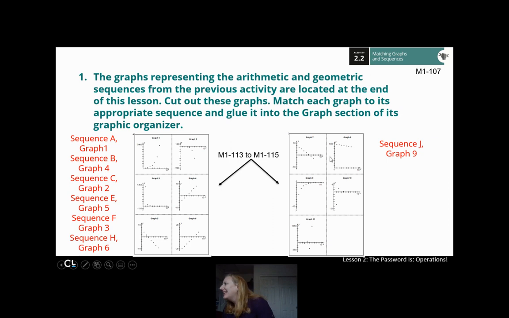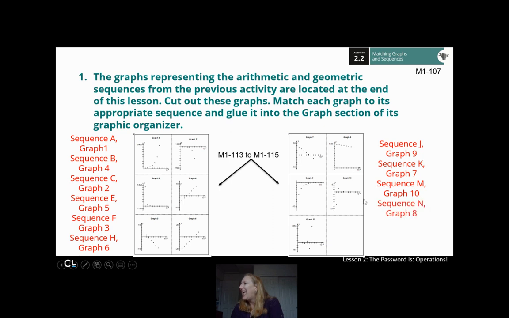Oh, sorry, that's not it. Number 9, it's over here, graph number 9. Sequence K went with graph number 7. Sequence M went with graph number 10. Sequence N went with graph number 8. And sequence P went with graph number 11.